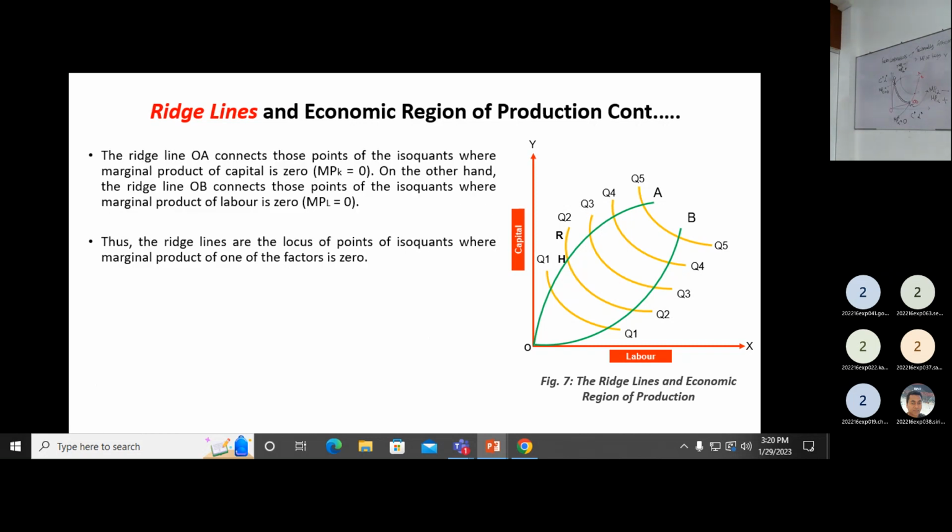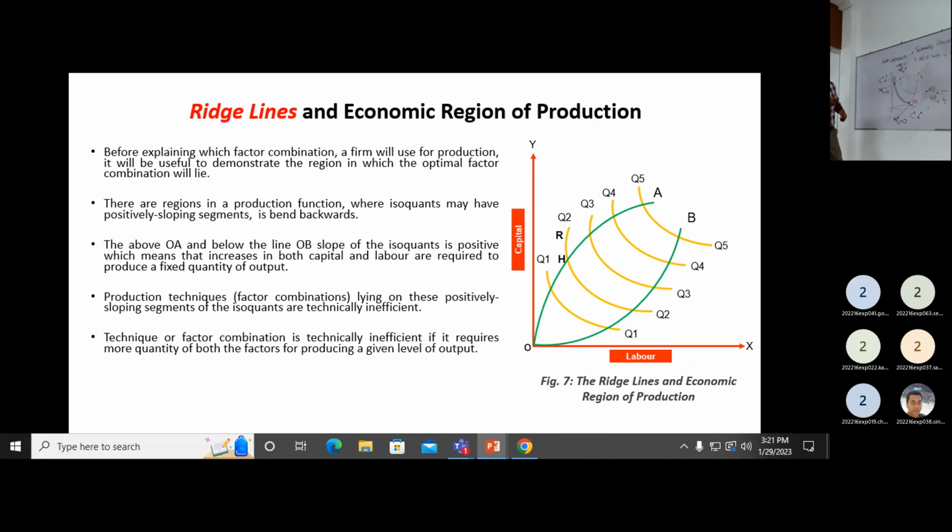So therefore, the ridge lines are the locus of points. The same thing is there in the previous slide. The ridge lines are the locus of points of isoquants where the marginal product of one factor is 0. Here, the marginal productivity of the capital is 0. Here, the marginal productivity of the labor is 0. And you are drawing a line by connecting all these points. In between these two, you have your economic region. That is where the optimum factor combination lies. Clear? And this is the answer for this one.